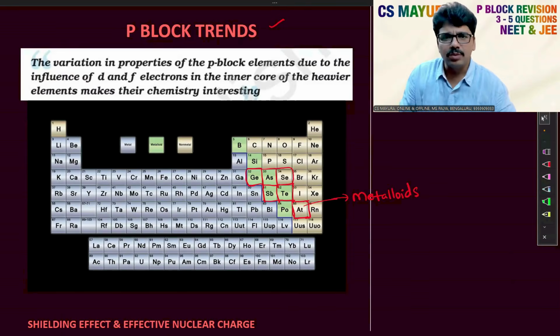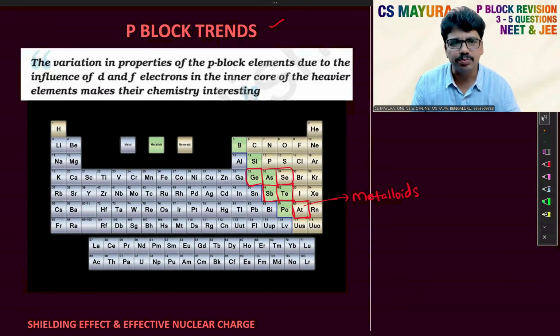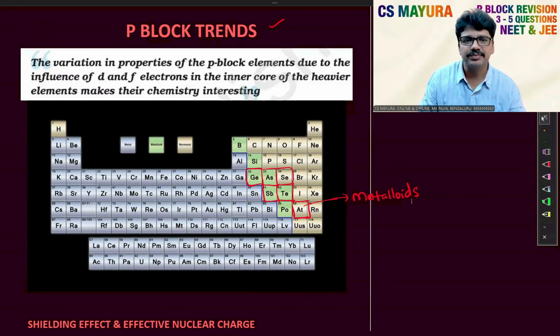Now coming to the most important part of P block trends: atomic radius, ionization enthalpy, electron gain enthalpy, electronegativity, right? And some other properties like density, melting point, boiling point. These trends are important. So before going to trends, one important point as per the NCERT.